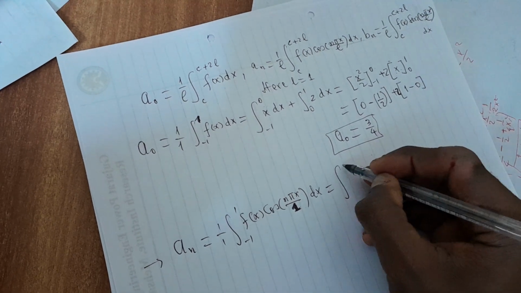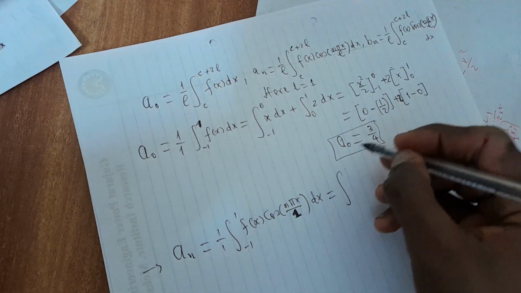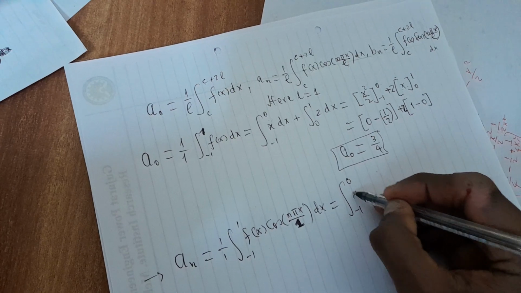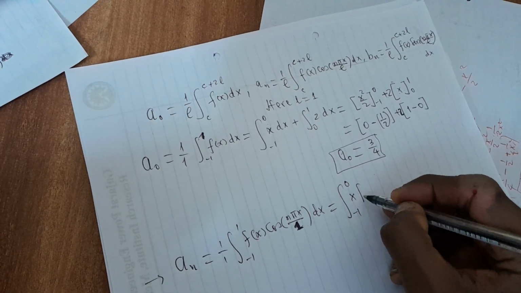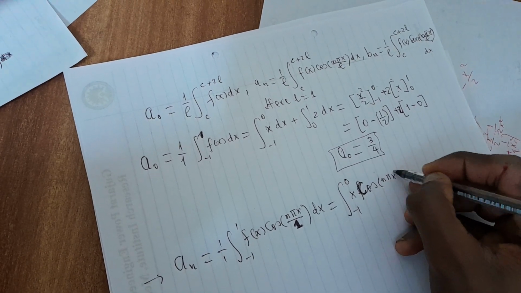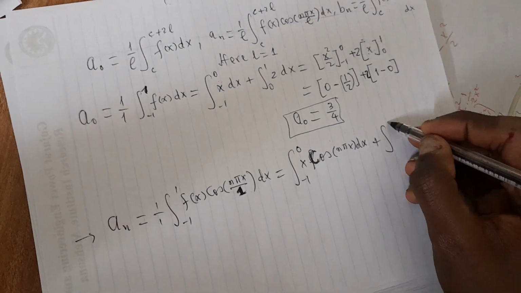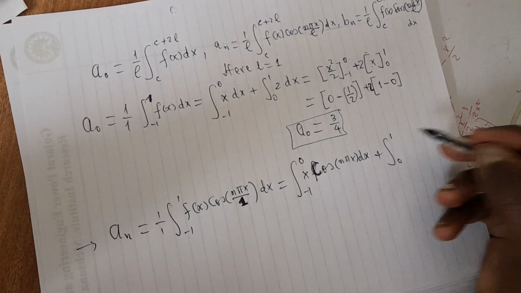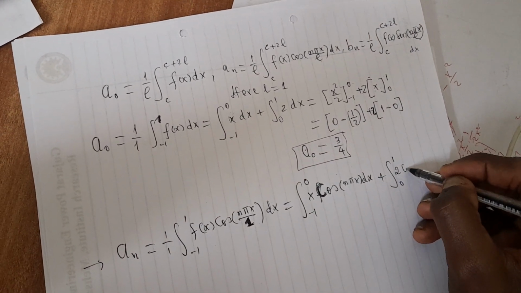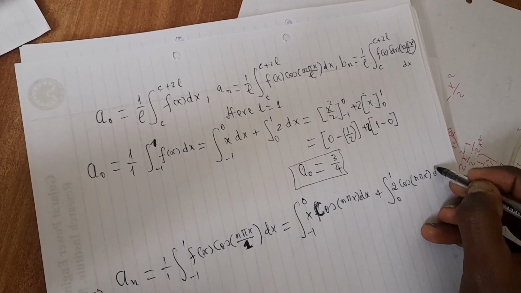So for the broken intervals that we got, the first will be from minus 1 to 0. F of x will be x at this time. Then you're going to find cos of n pi x dx. So here, plus integration for the second interval, from 0 to 1, and in this interval the function is 2, and cos just remains cos, n pi x dx.